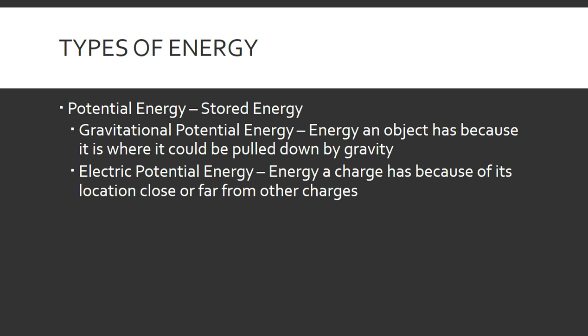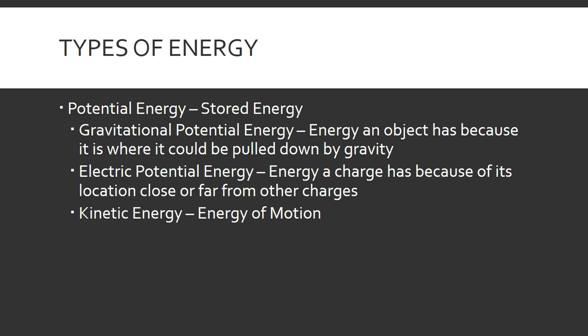Electrical potential energy, it should say electrical potential energy, is energy a charge has because of its location close to or far from other charges. So if things are close together and they're going to repel, they're going to have a lot, whereas when they're farther from, they'll have less electrical potential energy.